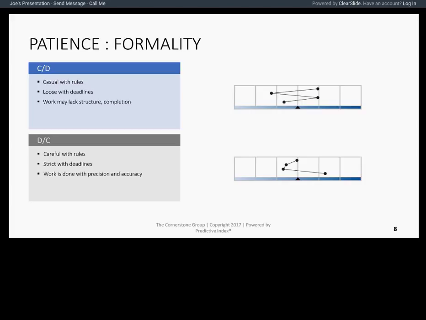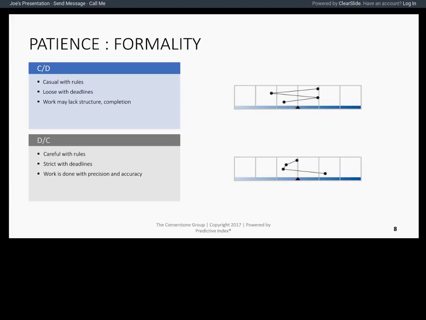Folks that are high D, high in formality, and low C, low in patience, tend to be very careful and precise with the rules. They tend to be really strict and punctual when it comes to working on deadlines. And for them, they tend to put a really heavy emphasis on the accuracy and precision with which they complete their tasks. So again, that was a quick run through on patience and formality.